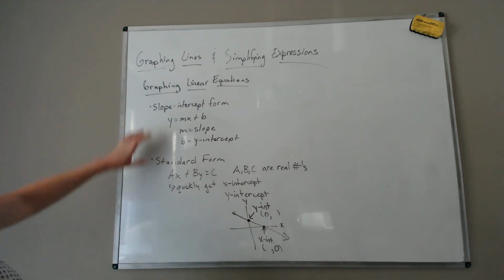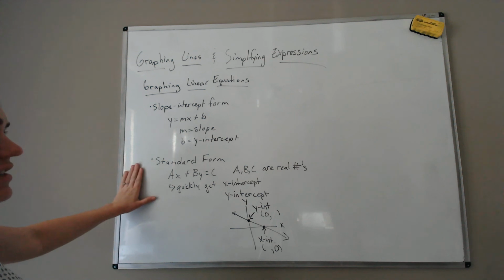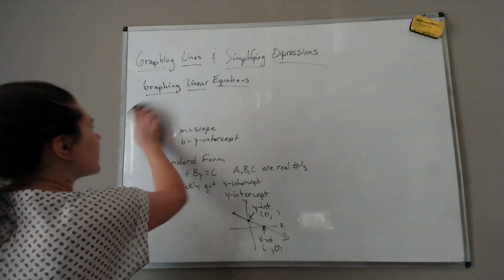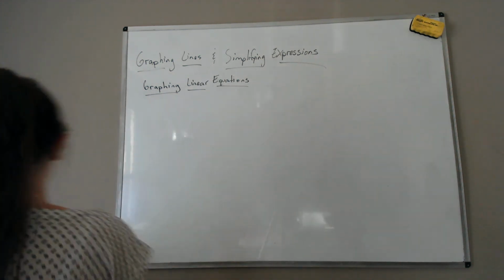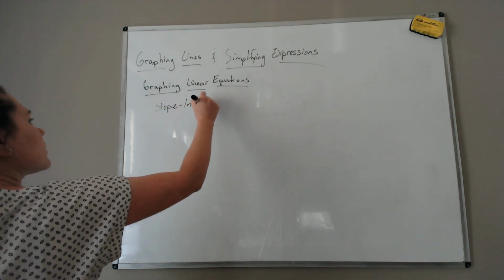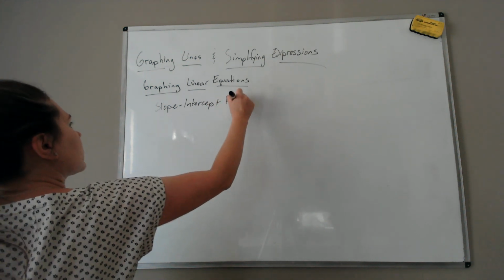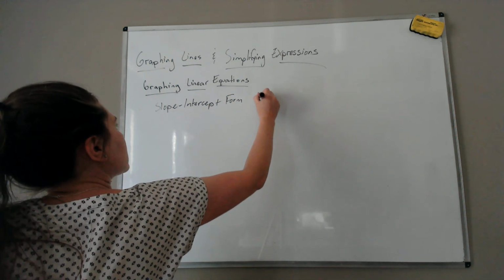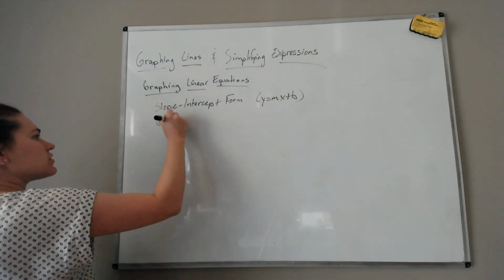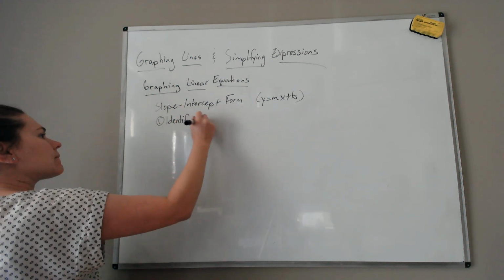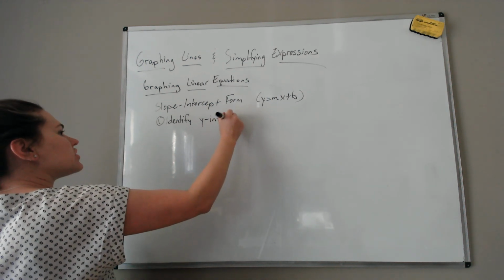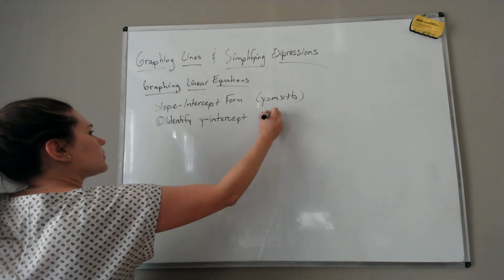So these are the two main forms that we're going to graph in: slope-intercept form and standard form. So when graphing in slope-intercept form, we'll start there, then we'll move to standard form. So graphing when we're in slope-intercept form, how are we going to graph it? First thing we do is we identify the y-intercept, which will be 0, comma b.